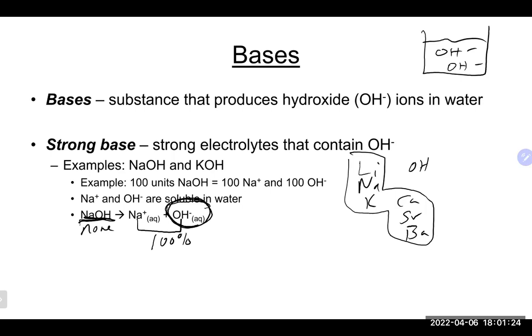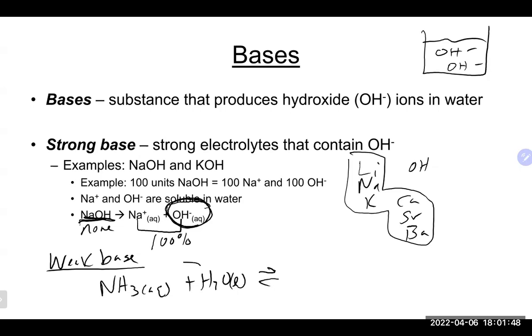Now, not all bases are necessarily strong bases. There are some weak bases, and they are still considered bases because they're able to produce hydroxide. A common weak base, for example, is ammonia, NH3. When NH3 is in water, it will pick up a hydrogen from the water and make NH4 plus, which is ammonium. And more importantly, it will produce some hydroxide.